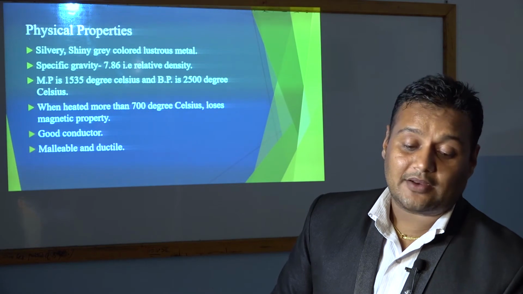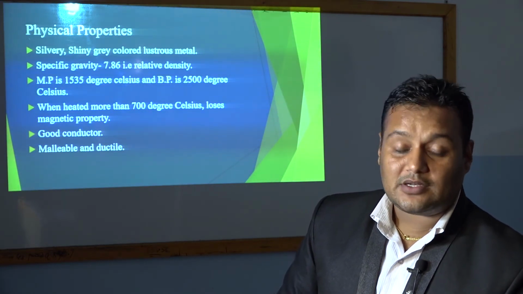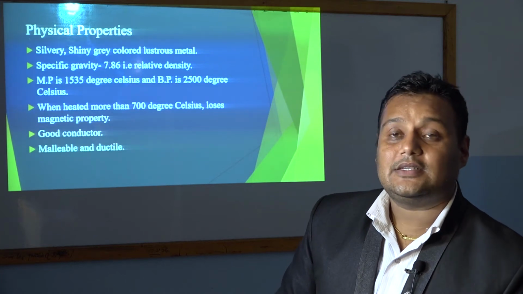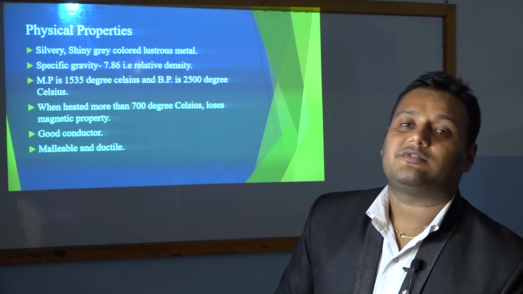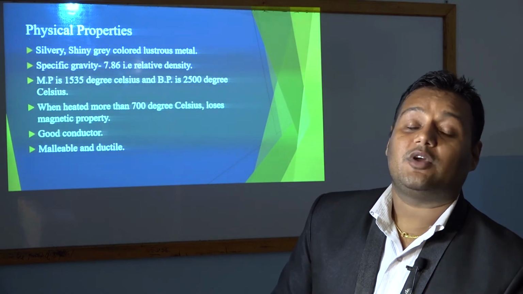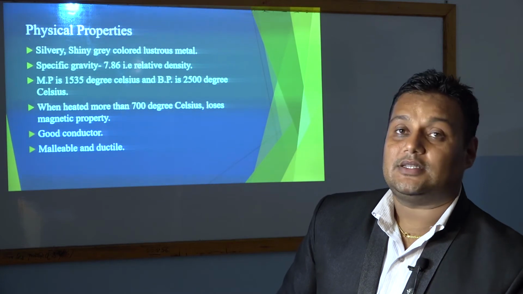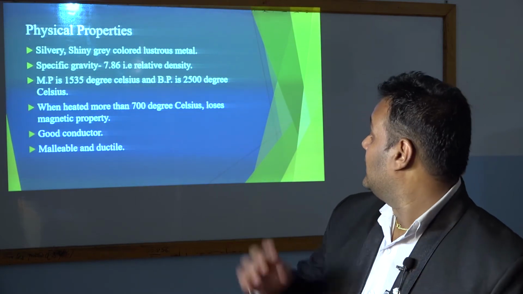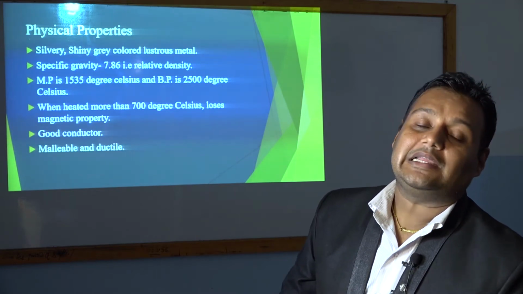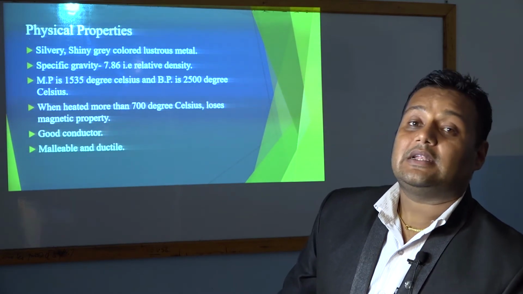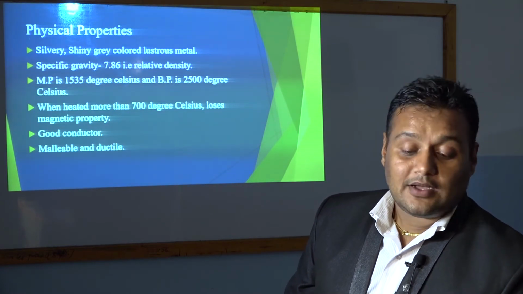And we have read about the physical properties of iron. The physical properties of iron include that it is a silvery, shiny, grey colored lustrous metal. It has a relative density of 7.86. It has a melting point of 1535 degrees Celsius and a boiling point of 2500 degrees Celsius. When iron is heated above 700 degrees, it loses its magnetic property. That means neither is it attracted by a magnet nor can it become a magnet in the future.